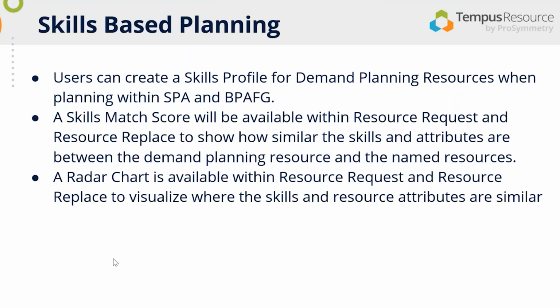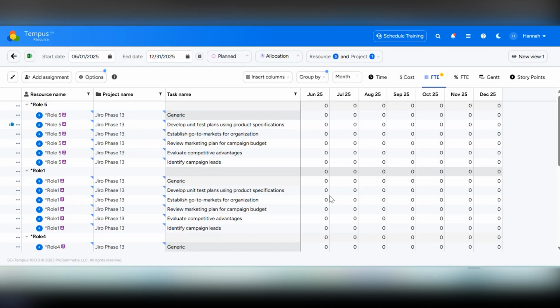Within 10.0, we're introducing skill-based planning. Users can create a skill profile for demand planning resources when planning within SBA and BPA flat grid. A skill match score will be available within resource request and resource replace to show how similar the skills and attributes are between the demand planning resource and the named resources. Also, a radar chart is available within the resource request and resource replacement screens to visualize where the skills and resource attributes are similar.